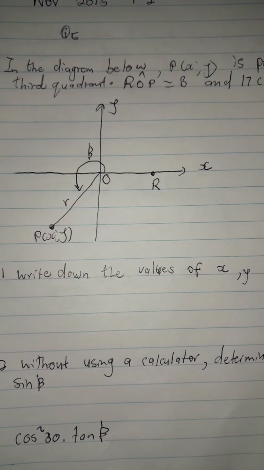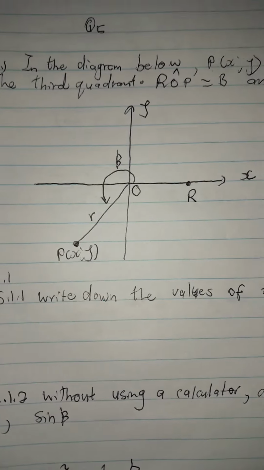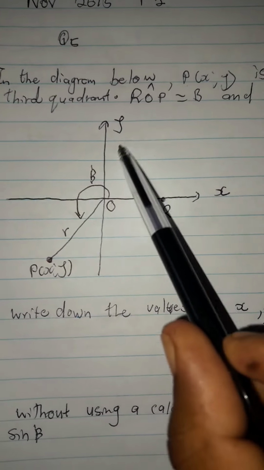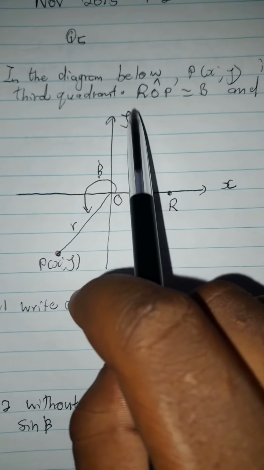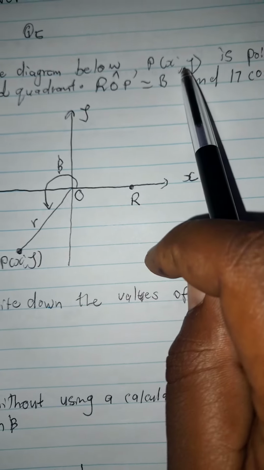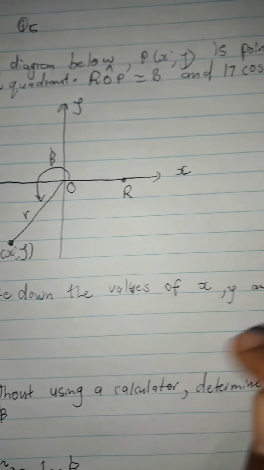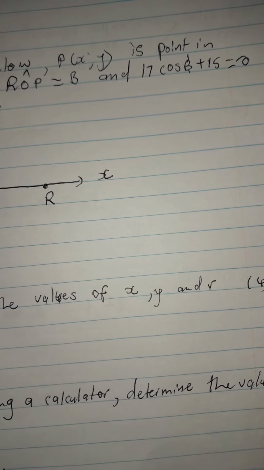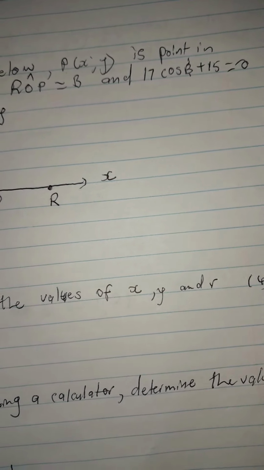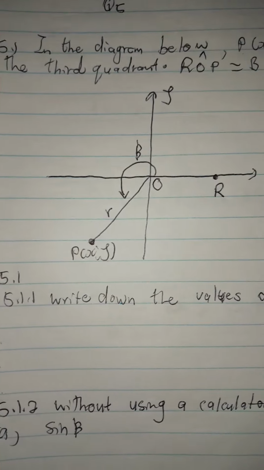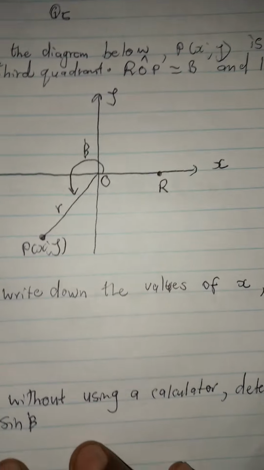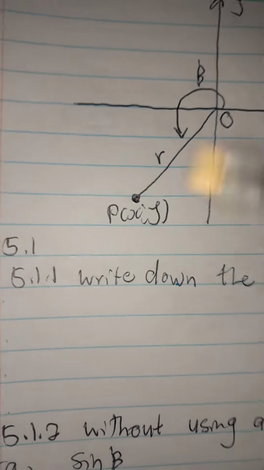So let's see. The first question is usually a diagram question. In the diagram below, P(x; y) is a point in the third quadrant such that angle ROP is equal to beta, as you see in the diagram, and we're given 17 cos beta + 15 = 0. So at 5.1.1, they want you to write down the values of x and y. Okay, so this is what we are going to do.